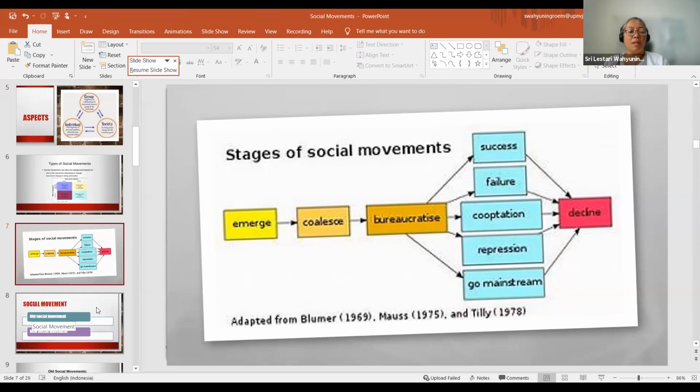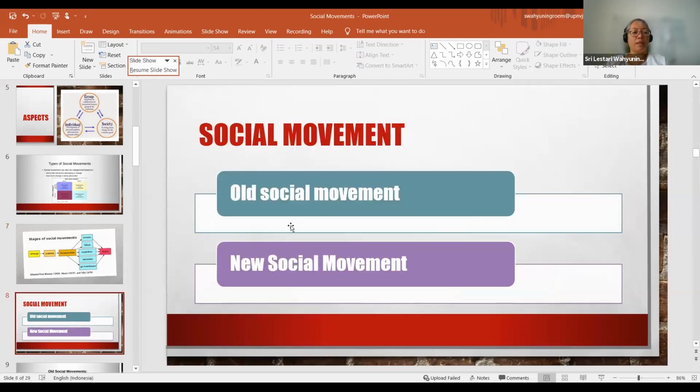But also when you do your group project, you might have different explanations or different opinions on whether a social movement is sustained or whether it is limited in the sense that it has some period of time.